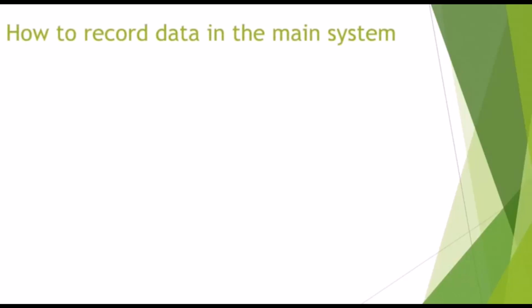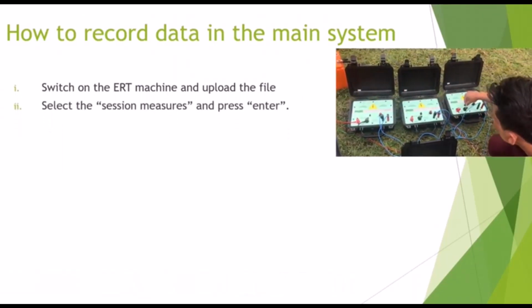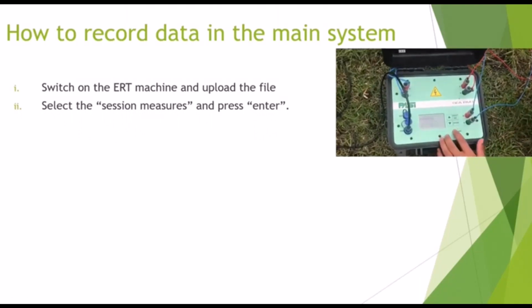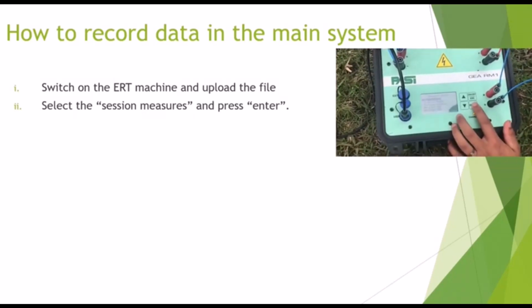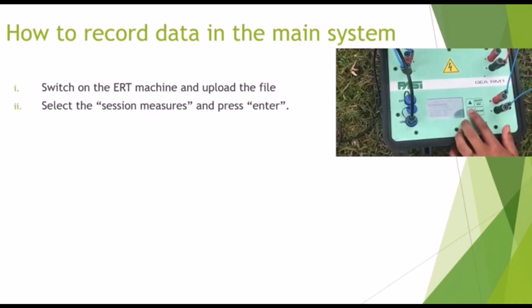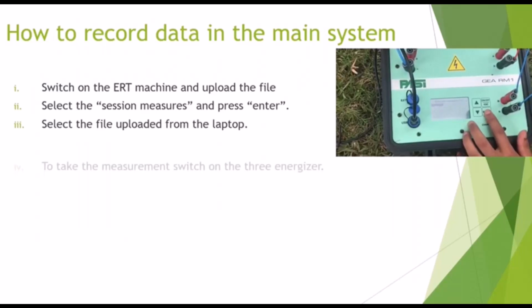After creating the project file on a computer, we have to upload it to the main system. Now I will explain how to record the data in the main system. Firstly, you have to switch on the ERT machine and then upload the file. Then on the main system, there will be many options. Among all of them, we have to select session measures and then press enter. Select the file that has been uploaded from the laptop.